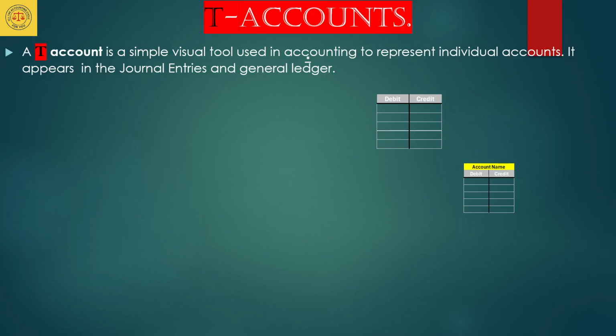A T account is a simple visual tool used in accounting to represent individual accounts. It appears in the journal entries and general ledger. Again, we are not going to see the full exercise right now, just T accounts, but we are going to see how the T accounts show up in the journal entries and general ledgers. Let's move on.